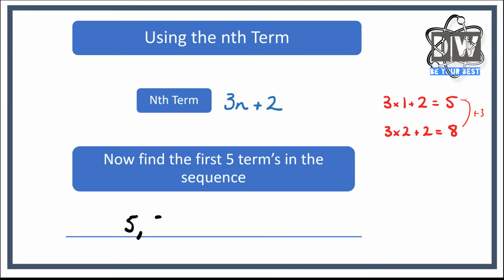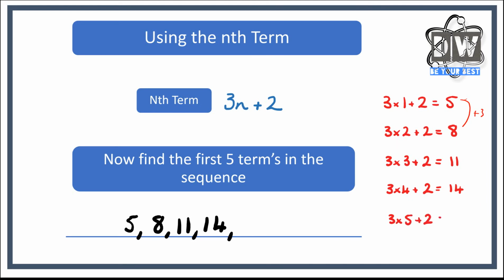The next one would be 3 times 3. 3 times 3 is 9, plus the 2 gives us 11. We can see that we've added 3 that time. Let's find the fourth term. 3 times 4 is 12, so 12 plus 2 gives us 14, and we can put that down. And last but not least, the fifth term: 3 times 5 gives us 15, and 15 plus 2 gives us 17.